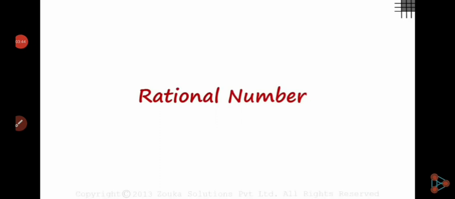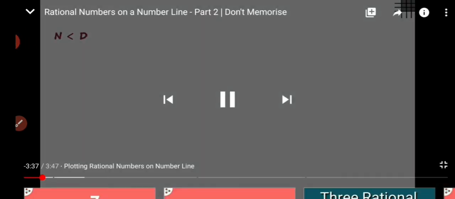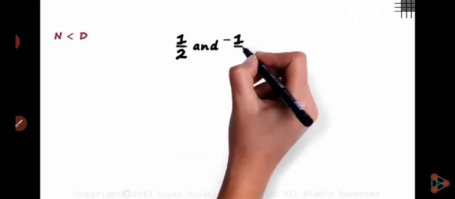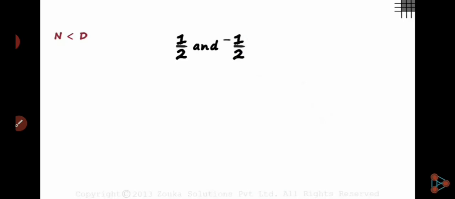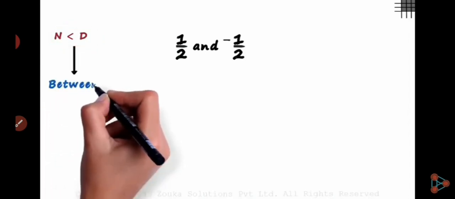The category of plotting rational numbers on the number line is when the numerators are less than the denominators. Let's try to plot 1 by 2 and minus 1 by 2 on the number line. First, we see how we can plot 1 by 2. The numerator 1 is less than the denominator 2. When the numerator is less than the denominator, the positive rational number will be between 0 and 1.